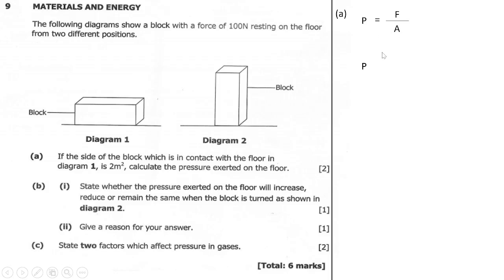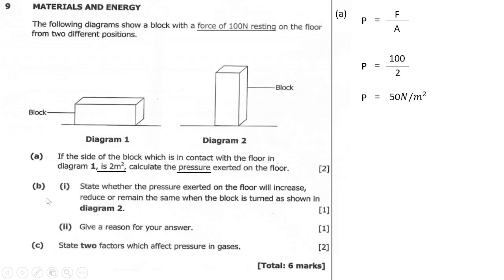Okay, so pressure, which is what they're asking us to calculate, is equal to force, so we substitute the value for force, which is 100, over area. They've said the side of the block in contact with the floor in diagram 1 is the area, which is 2 cubic meters. Then we'll divide 100 by 2. Then we'll put the units for pressure, which is Newton per meter square.